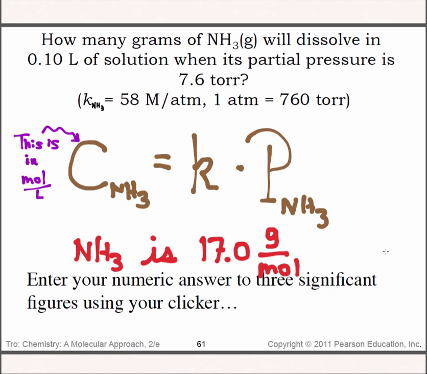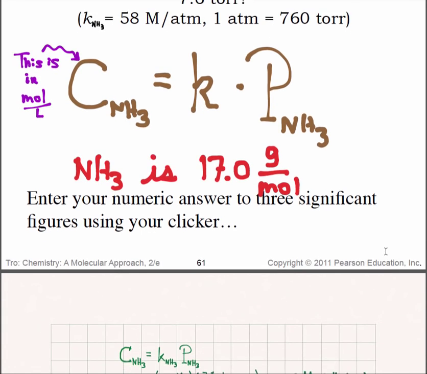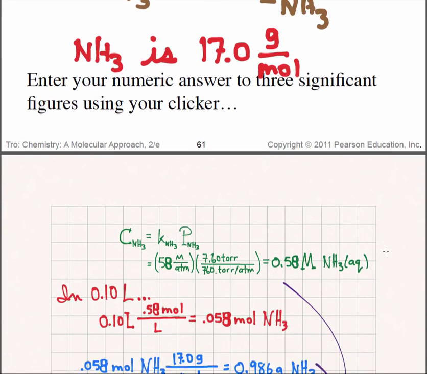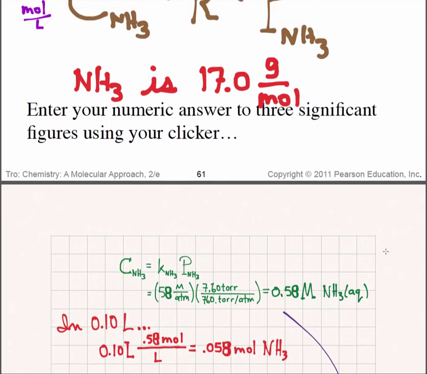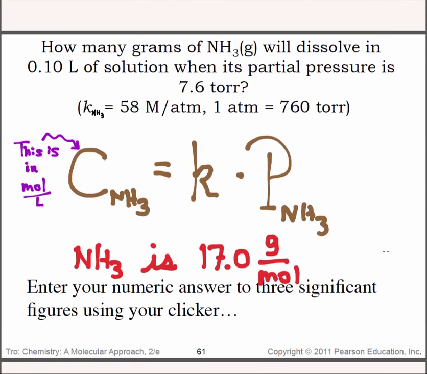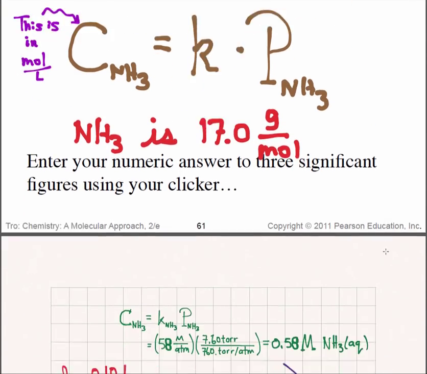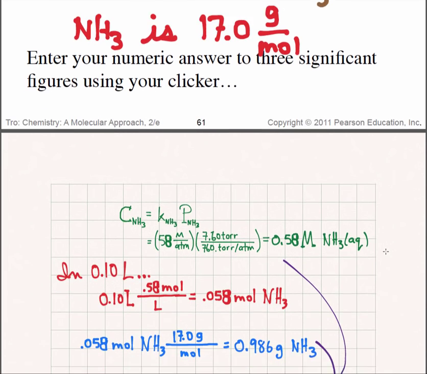Feel free to pause the video and try it yourself if you'd like. Or if you don't like, then here's the answer. So I took the Henry's law constant. Wow, 58 molar per atmosphere. Ammonia is amazingly soluble in water.